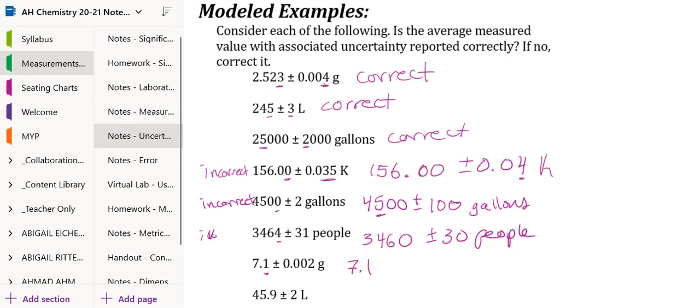7.1 plus or minus, you're going to just have to round that uncertainty up to what? 0.1.